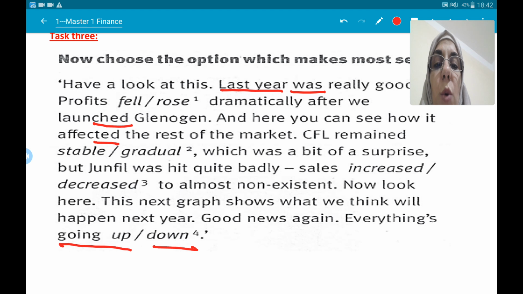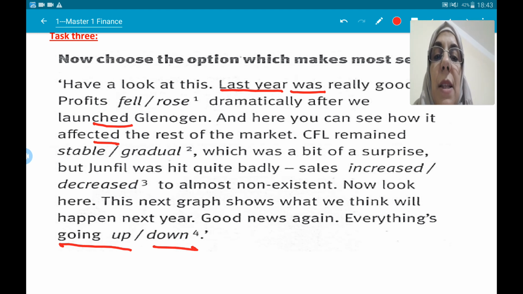The neighboring words like dramatically, the adverb, like the verb remained, a bit of surprise, hit quite badly. All these expressions or phrases might help you find or figure out the right option. What we think will happen next year. Good news again. So let's correct the exercise.